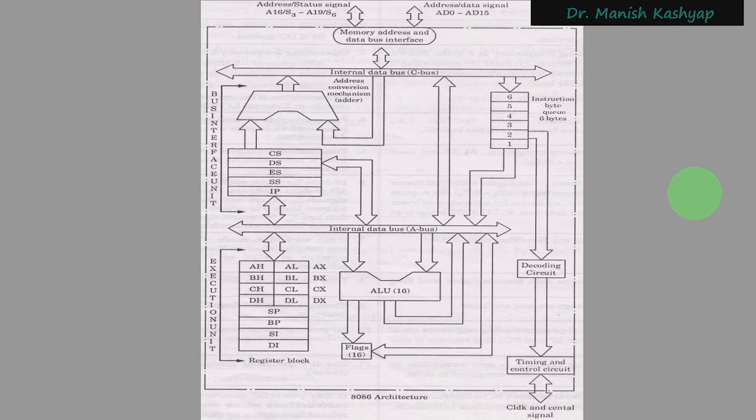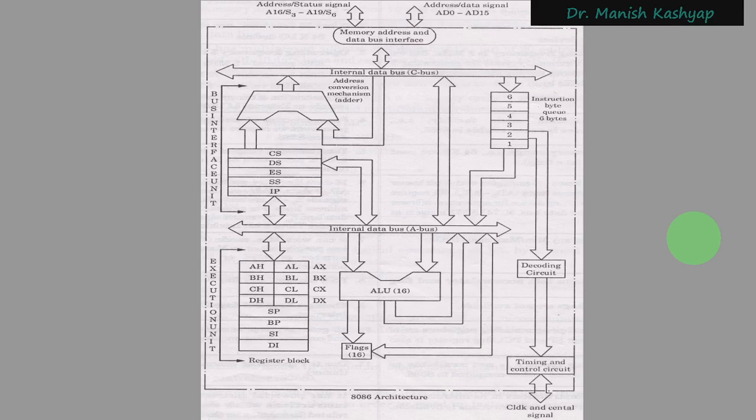And since the 8086 happens to be a 16-bit microprocessor, the data bus that you see here is of 16 bits. However, the address bus has to be of 20 bits, because 2 raised to the power of 20 is 1 mega. So that is why we can address the externally interfaced 1 megabyte memory locations.